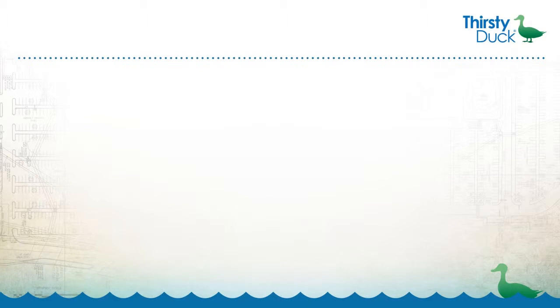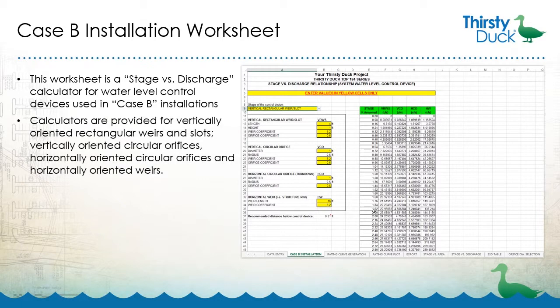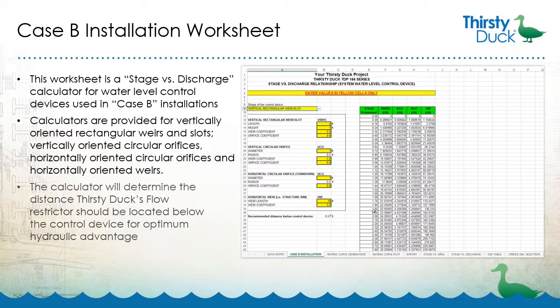The next worksheet in the TDP series design tool is titled Case B Installation. The Case B Installation worksheet is a stage versus discharge calculator for system water level control devices used in Case B installations. Calculators are provided for vertically oriented rectangular weirs and slots, vertically oriented circular orifices, horizontally oriented circular orifices, and horizontally oriented weirs. The calculator will determine the distance Thirsty Duck's flow restrictor should be located below the water level control device for optimum hydraulic advantage.